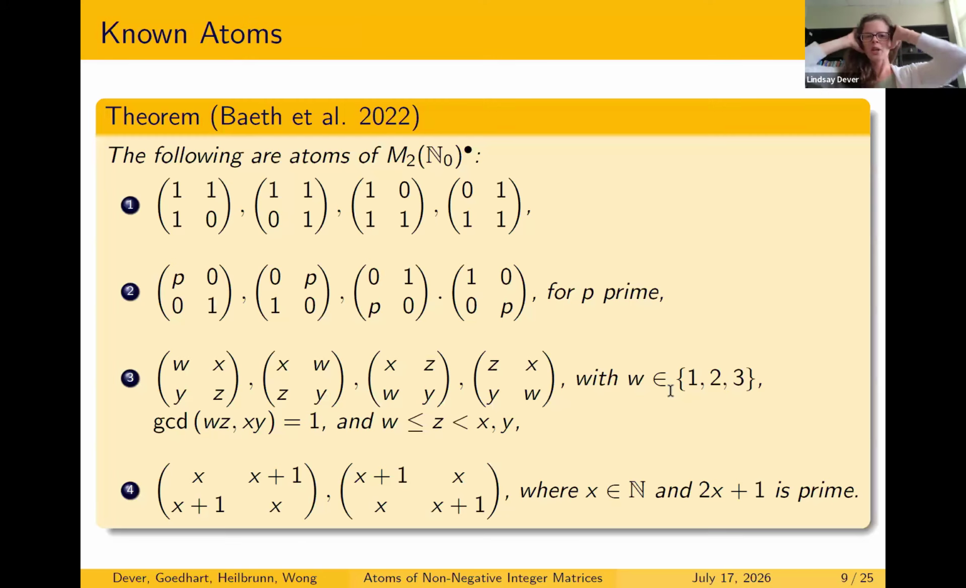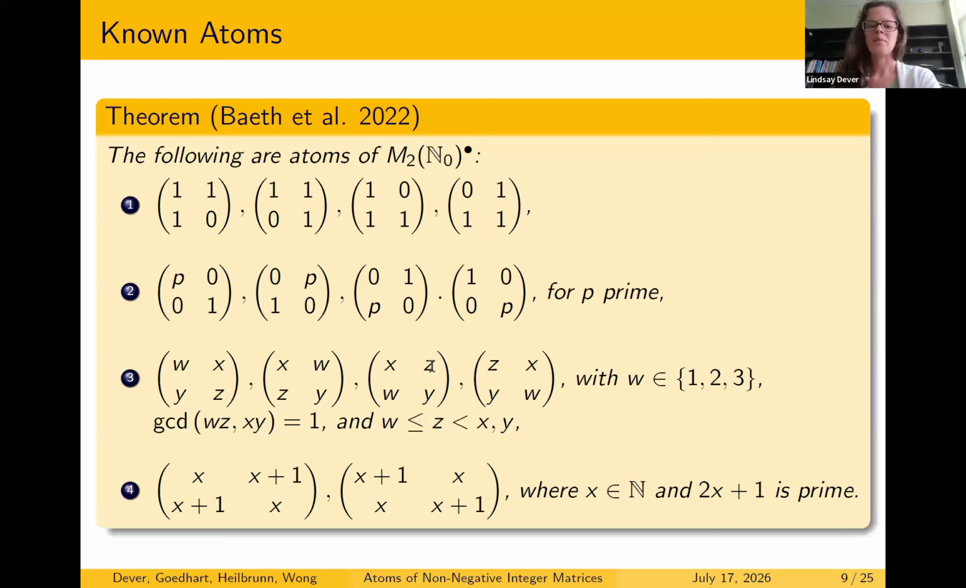All right. So, Baith and his students found some classes of atoms of this semigroup in their 2022 paper. We have associates of 1101. We have associates of P001, where P is prime. And for the third bullet point, this is matrices that are doubly balanced with relatively prime adjacent entries, where the minimum value is 1, 2, or 3. So if we have one of those three values in our matrix, then we are an atom.